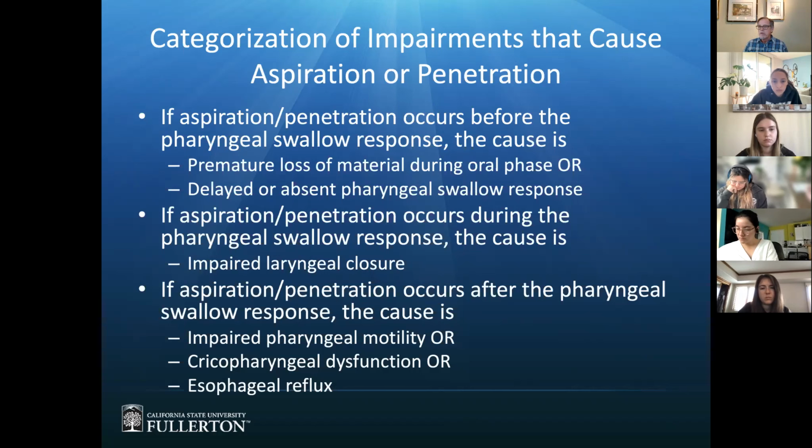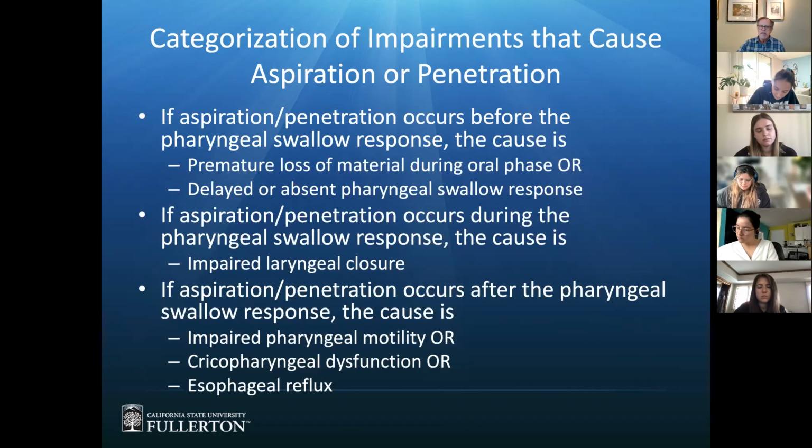Are you all comfortable with that particular impairment and how observing the timing of the penetration or aspiration tells you what the impairment is? It's during the pharyngeal phase when you see it passing under pressure past that point of the laryngeal aditus, the opening into the larynx.